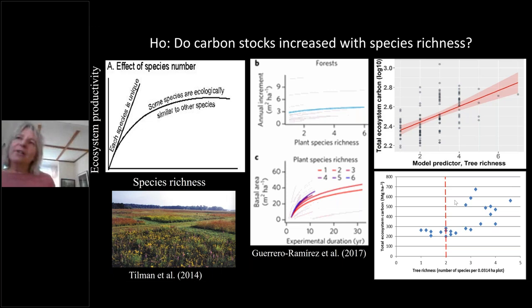Okay, so the next thing I wanted to talk about is some early results on our harvesting treatments. And just to go over what they look like, this is our control.